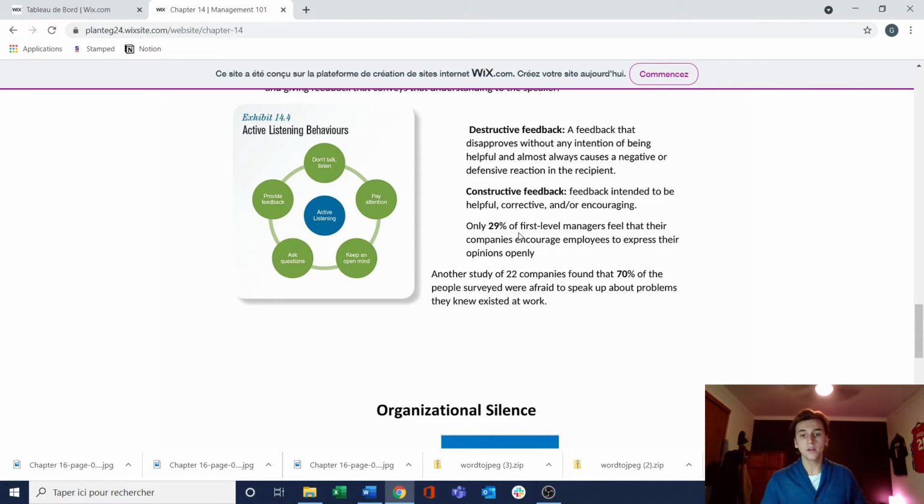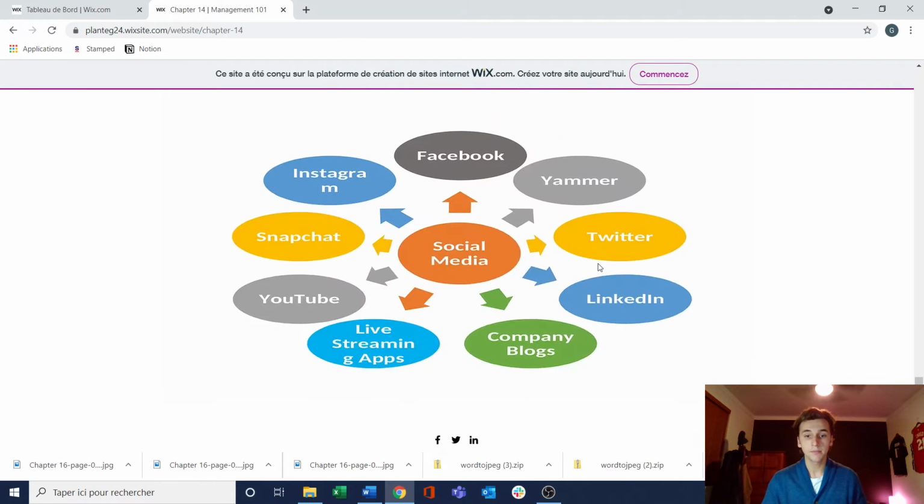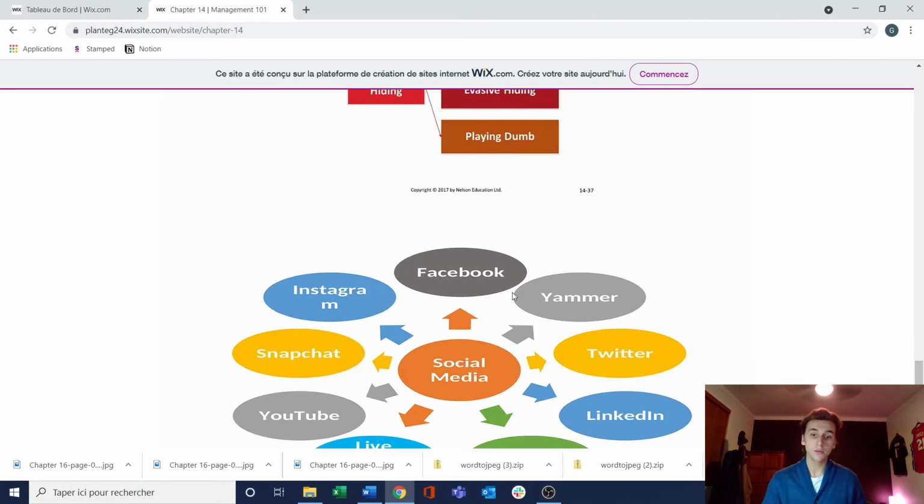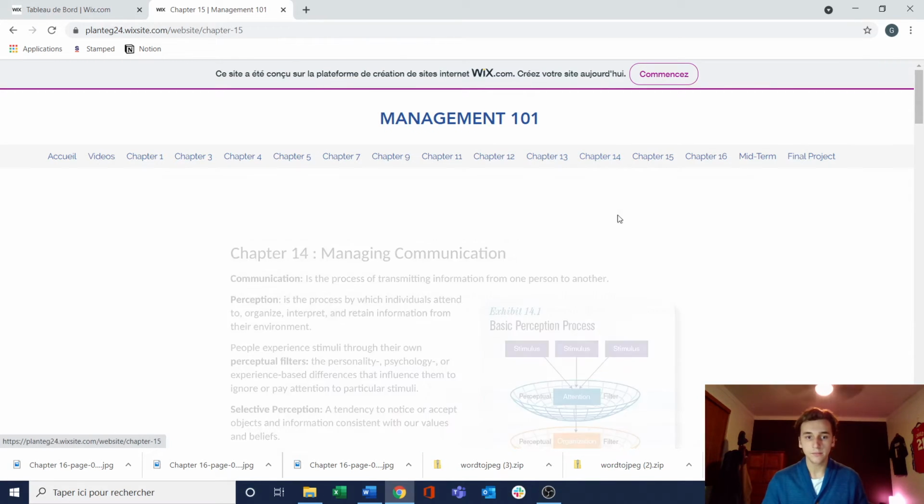So here we can see that only 29% of first-level managers feel that their companies encourage employees to have a voice, while another study of 22 companies found that 70% of people were afraid to speak up about problems they knew existed at work. So here are the three different silences you can have in an organization: the rationalize, evasive, and playing dumb. And here are all the social media platforms. I went into it in my other video on chapter 14.